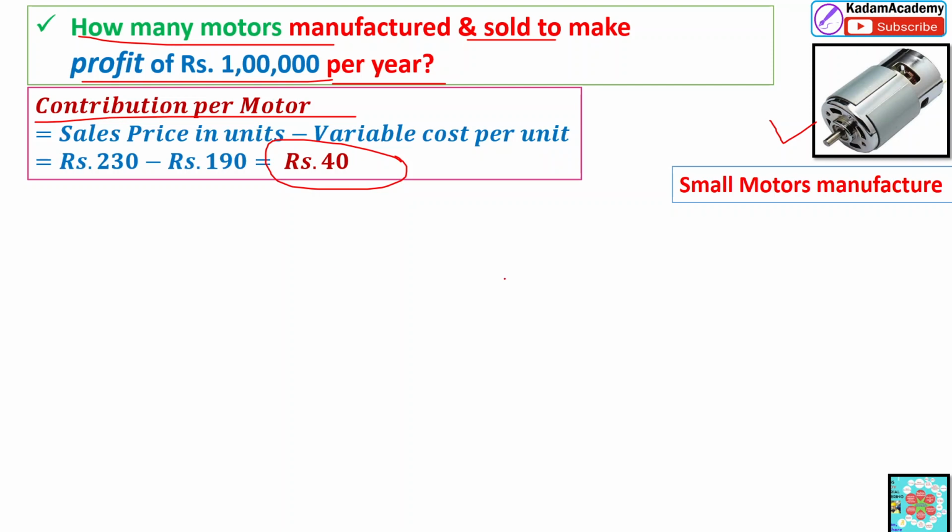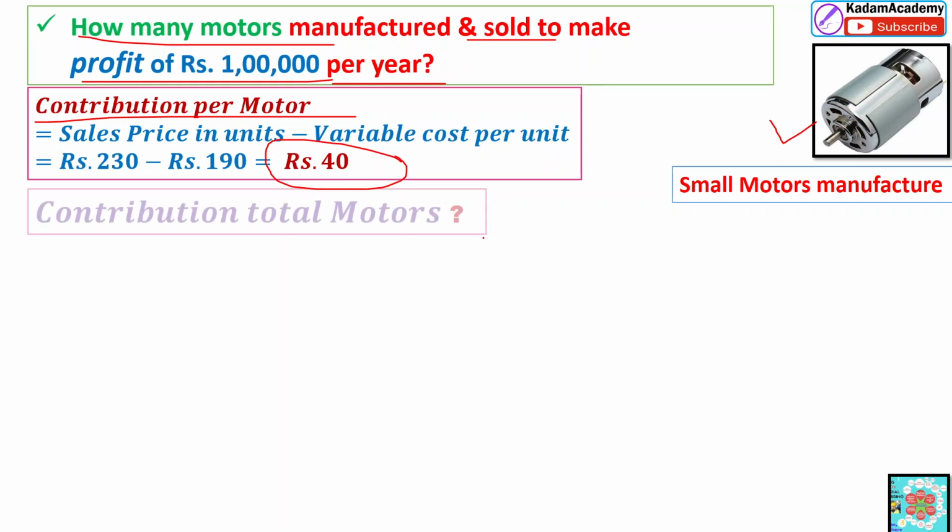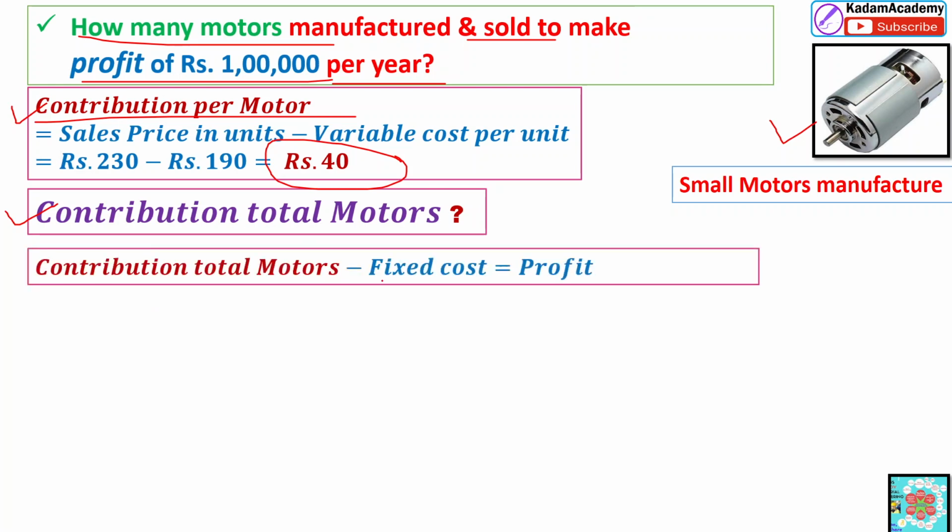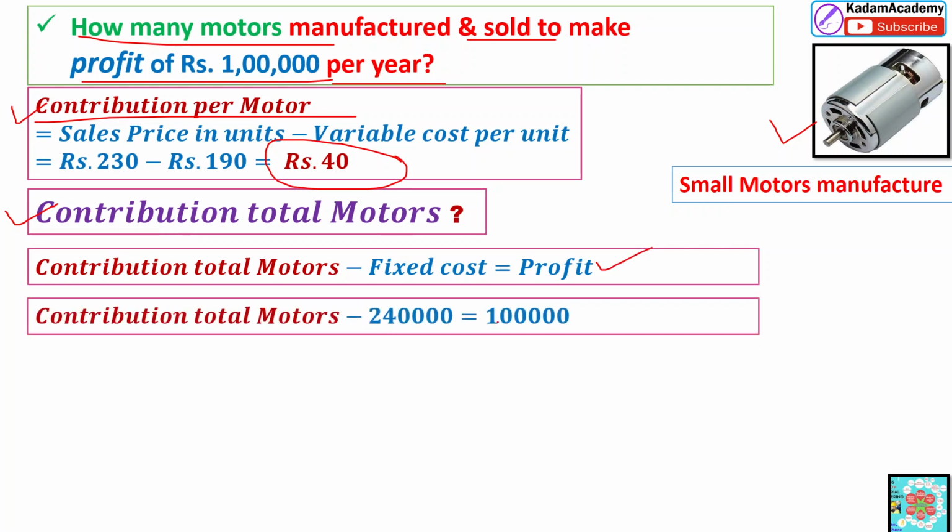In this numerical, the unit is the motor. Contribution per motor is this, and the total contribution we have to find out. How? Total contribution minus fixed cost is equal to profit. How much profit do we want? 1 lakh rupees, as given in the numerical, and the fixed cost is 2 lakh 40,000.